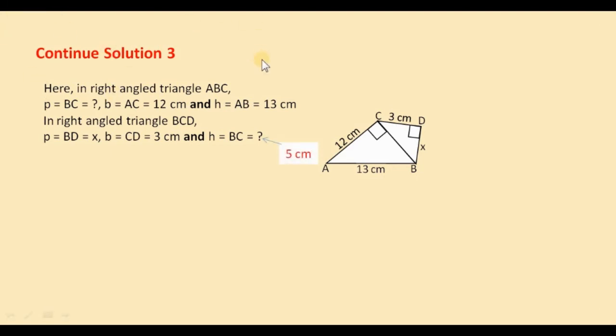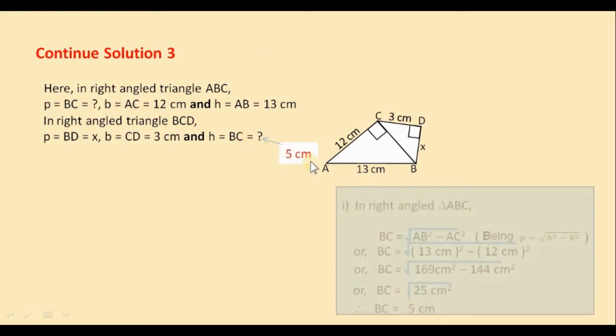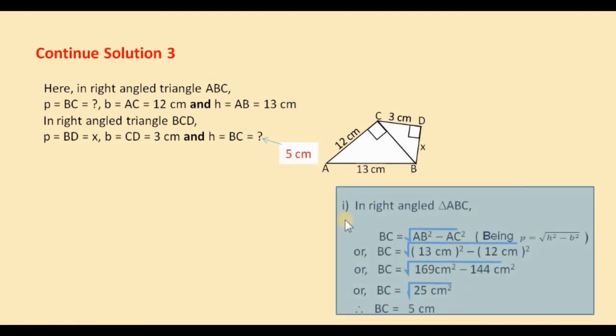This is a continuation of solution 3. We have got BC here as 5 centimeter from our first calculation. You see here, this is our last calculation where we have got BC equal to 5 centimeter. Now we are in the second part of the calculation, where we find out x from right angle triangle BCD.